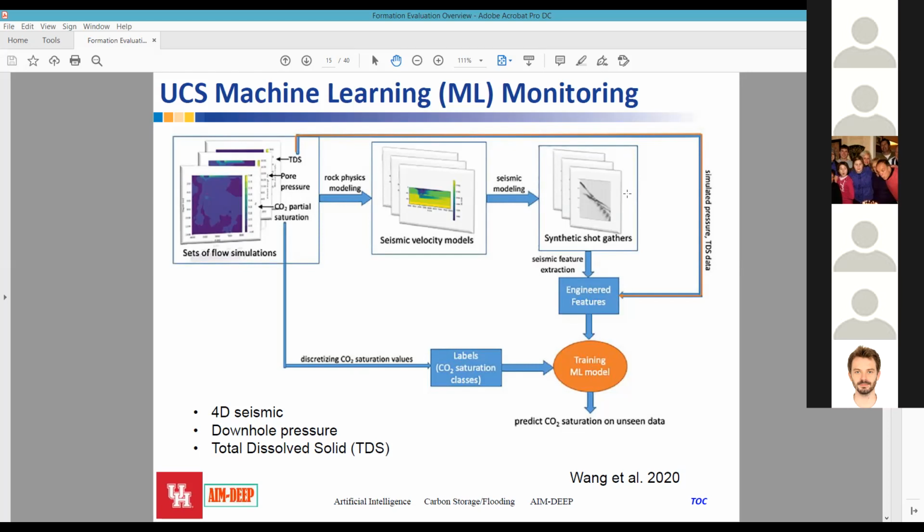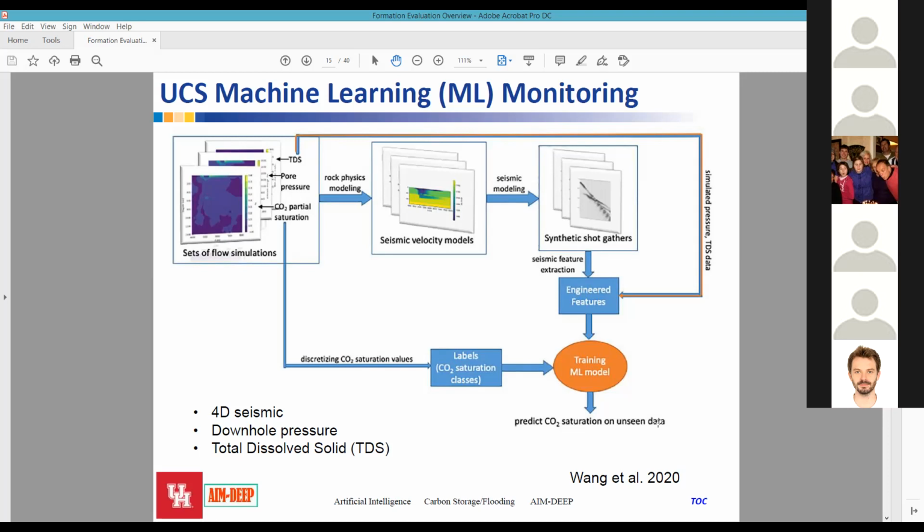So if you start extracting the features, we can also do deep learning, or we can choose to do machine learning if you want to just work with the time series data. After the extraction of these features, we can start training a machine learning model or a deep learning model. Basically we have several known cases here, which are the discretized CO2 saturation. So we can label these as known classes, and then we can end up predicting CO2 saturation on the unseen data. As you see, this is the integration part of the story.